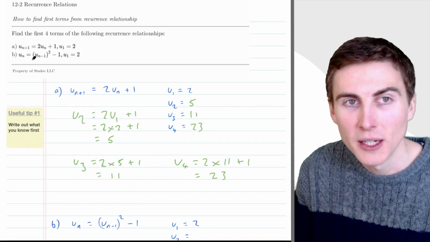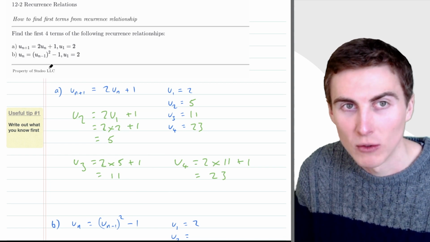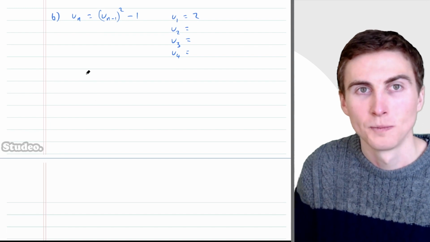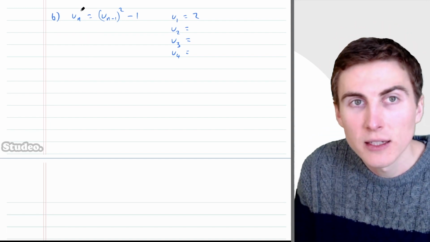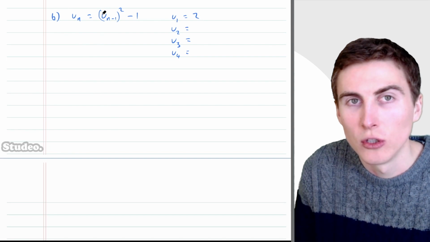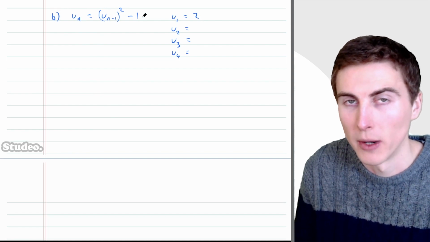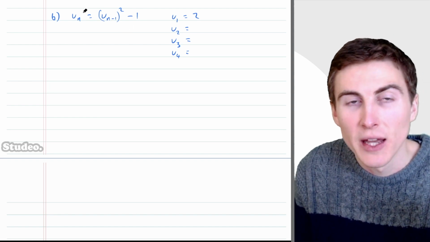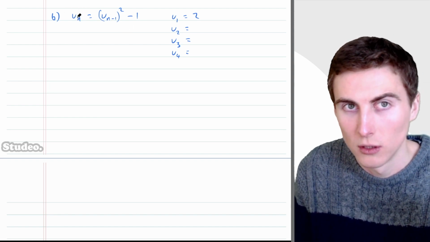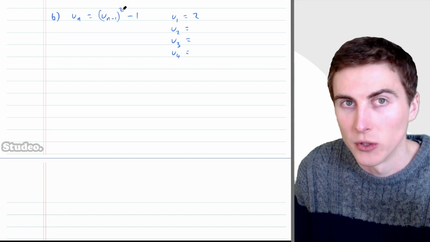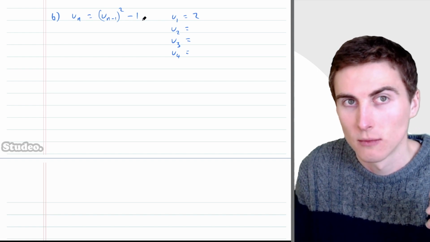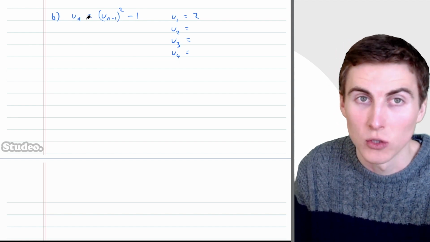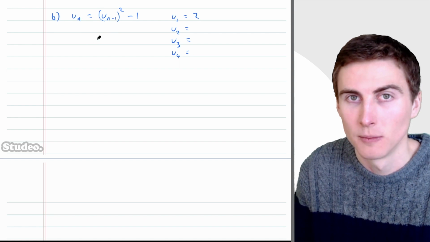Okay, then for part B, I've written this out down below. So let's just scroll down to here and do this one. So for part B, they're telling us that un equals un minus 1 squared minus 1. So this is the same idea as last time, except they're saying that the current term is the previous term squared minus 1. So it doesn't matter that they're using n and n minus 1 rather than n plus 1 and n. It's kind of the same thing.